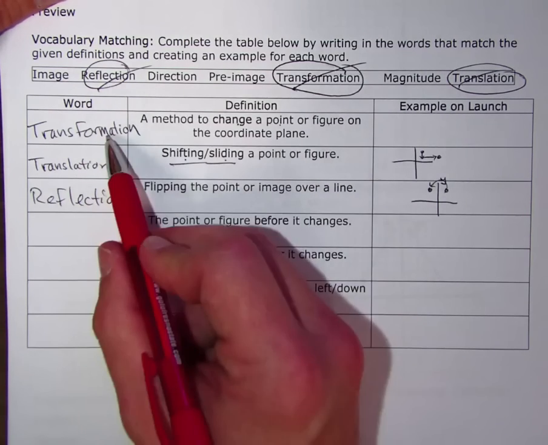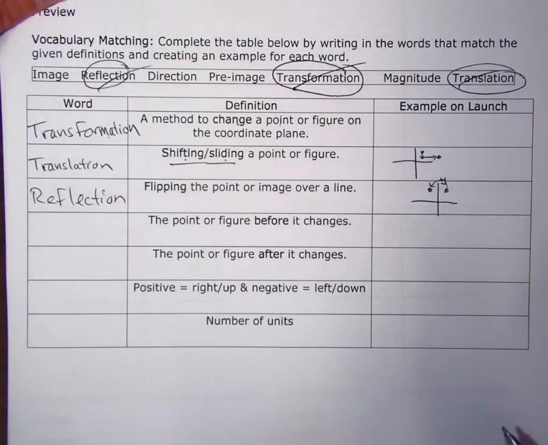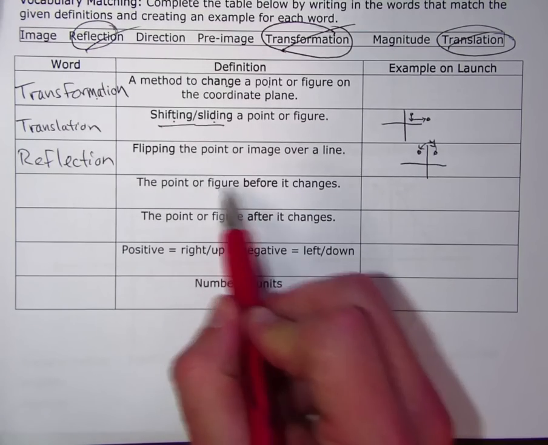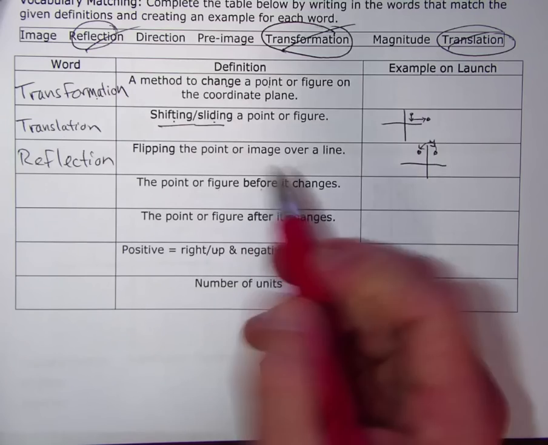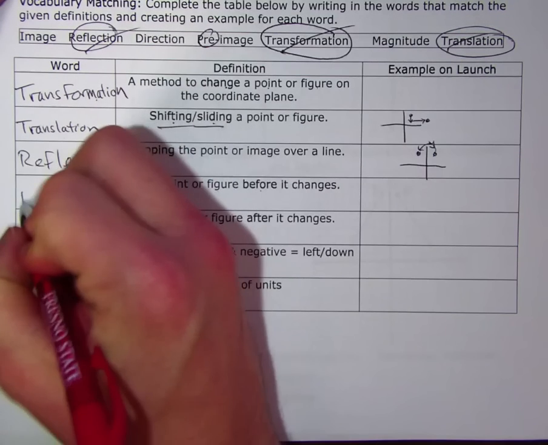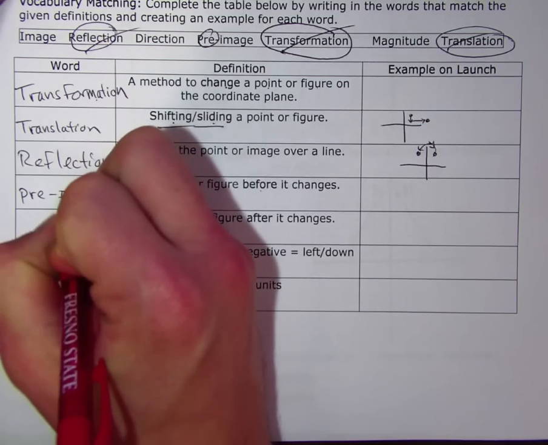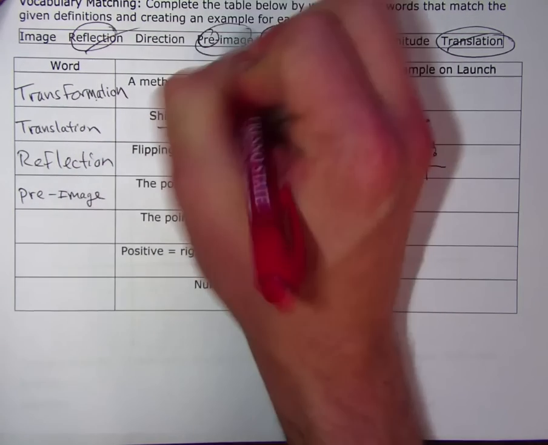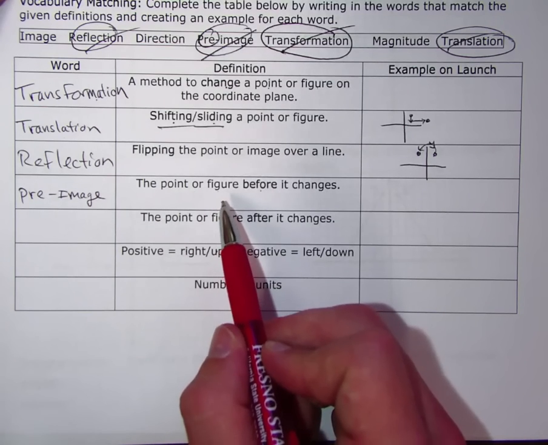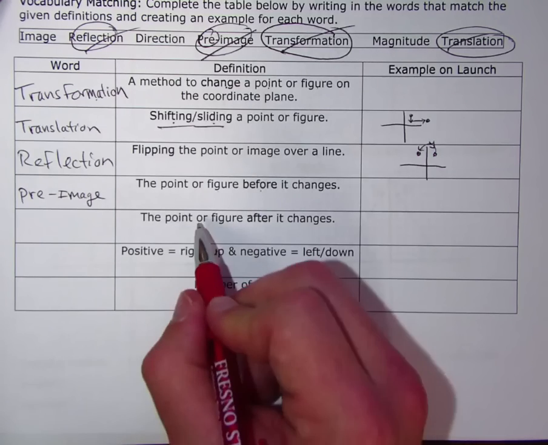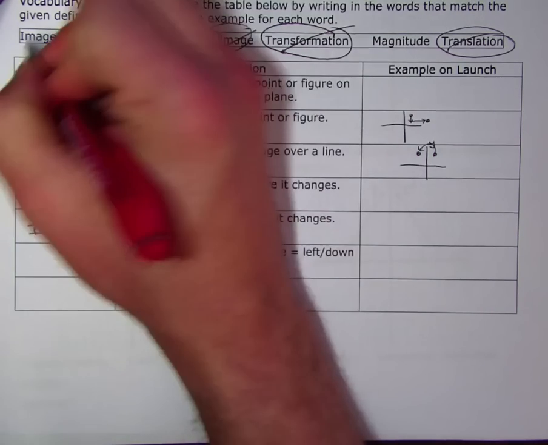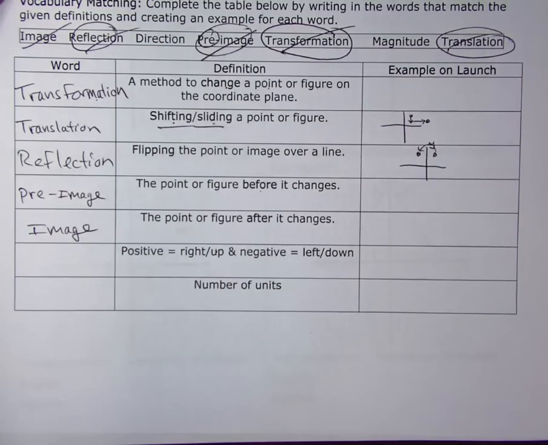Now, transformation again, these are types of transformations. Let's go take a look at the last little bits here. The point or figure before it changes. So a prefix that means before is actually pre. So pre-image means where the point or figure was before we transformed it. And now the point or figure after we change it is just the image. It's what comes out. Think of after you're done taking a picture, an image comes up.